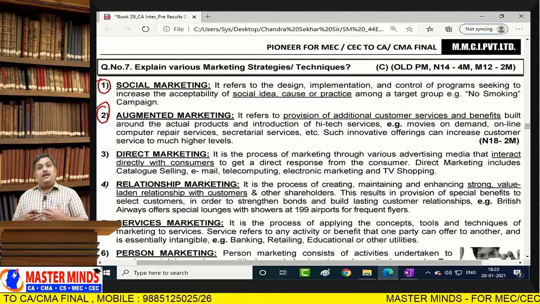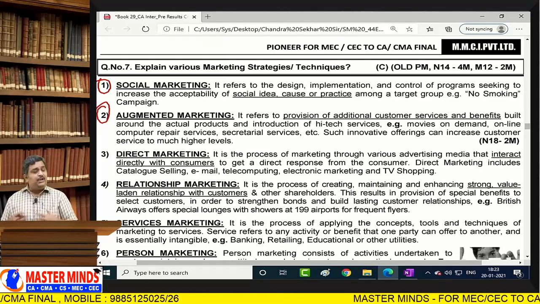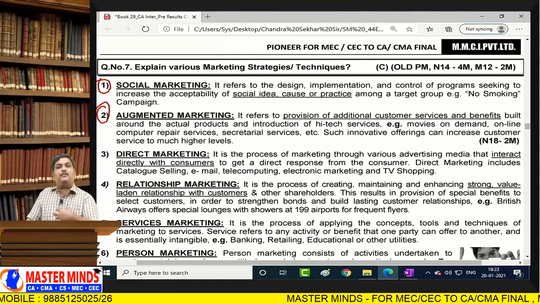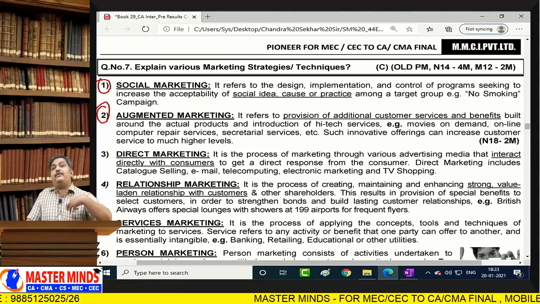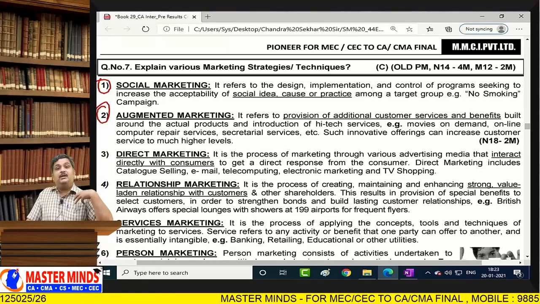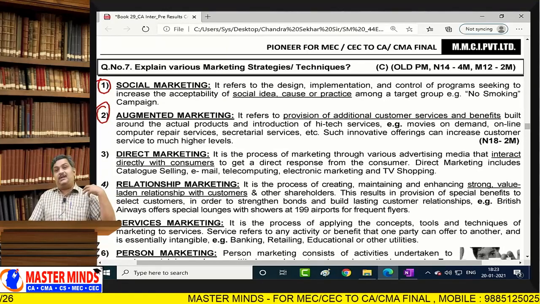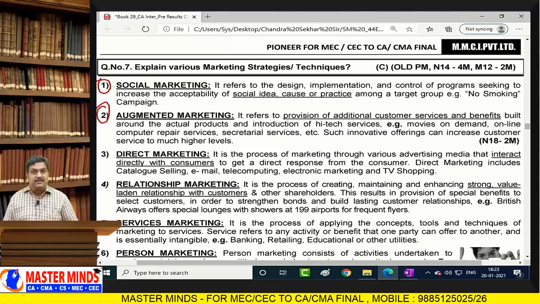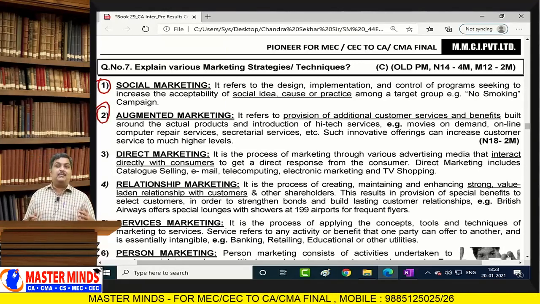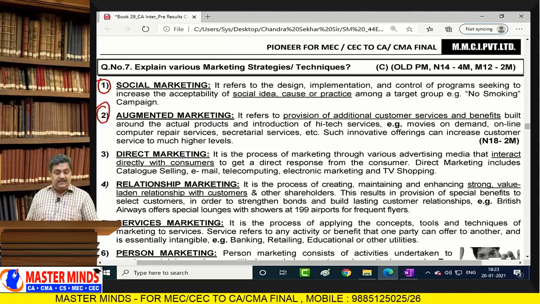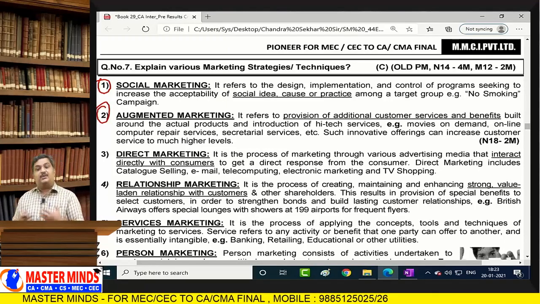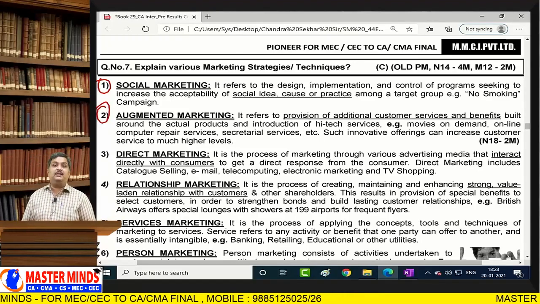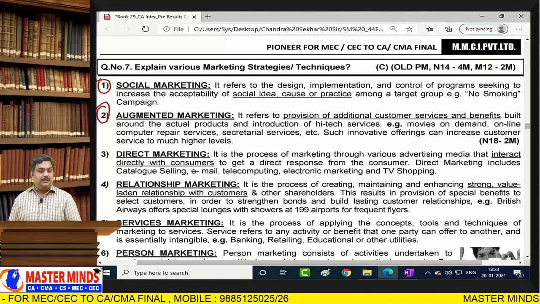And if a service is there, generally what is the traditional way of getting a service? The customer will walk into our shop and get the service. But right now, if we offer online services, so that we are available online, the customer can book a slot and we will directly go to his place and offer our services. So all these things come under augmented marketing, means offering some additional customer services and benefits in addition to the traditional methods of servicing the customers. That comes under augmented marketing.